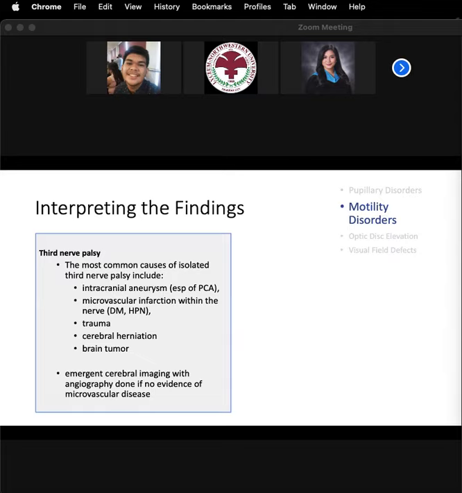Common causes of isolated third nerve palsy are intracranial aneurysm, especially of the posterior communicating artery, and microvascular infarct within the nerve, through diabetes and hypertension. If you have no evidence of microvascular disease, then imaging should be done.